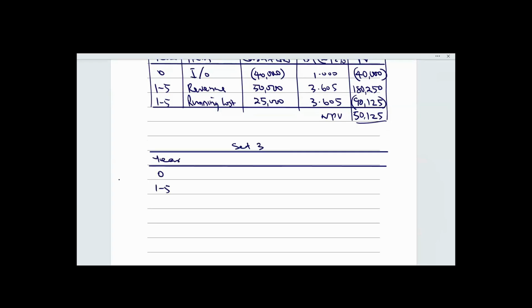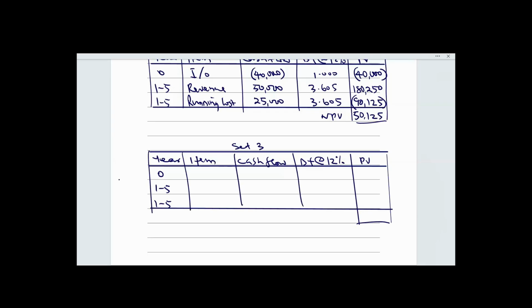0, 1 to 5, 1 to 5. Description of items, cash flow, discount factor at 12%, present value. All right. So initial outlay, revenue, then running costs.